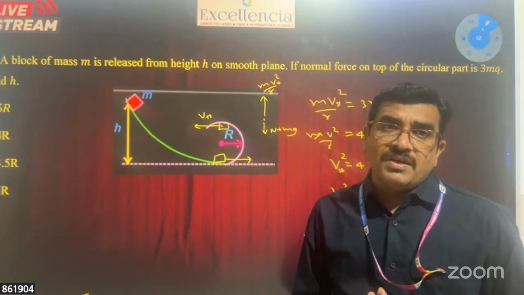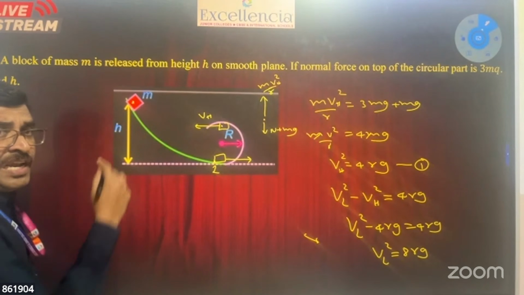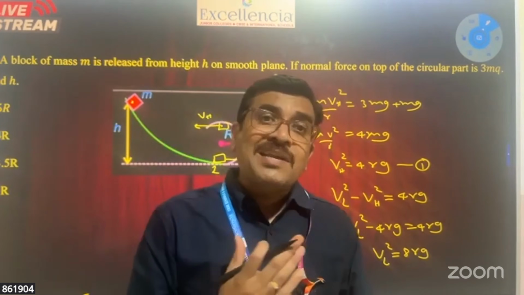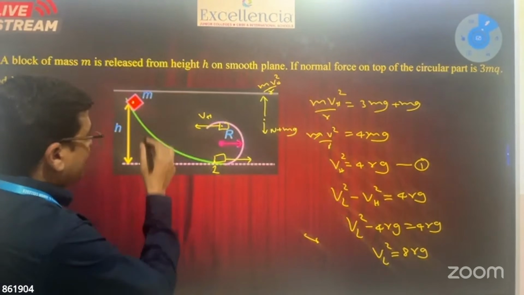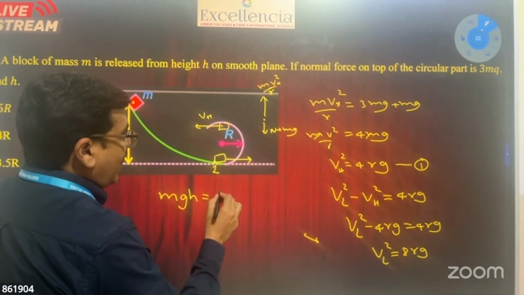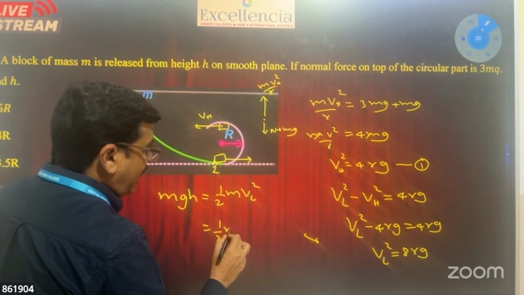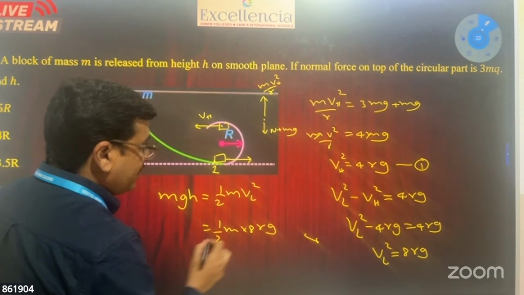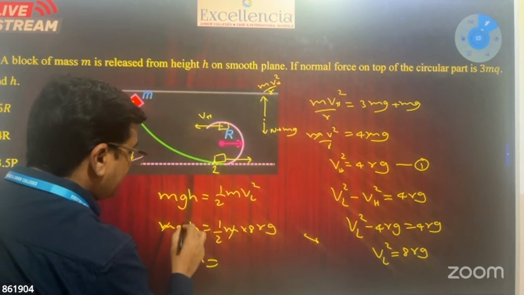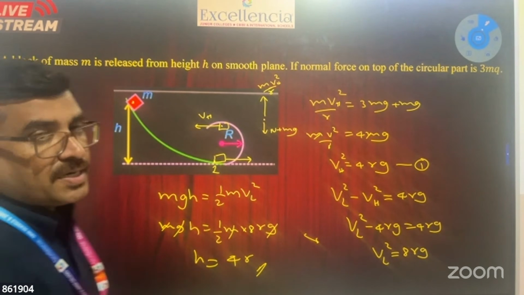So better now I'll go with the conservation principle. With respect to this point, if I take the initial energy, because it is just released from here, the initial velocity there is 0. So I'll take the mgh potential energy must be equal to half m, the lowest point velocity VL square. If I substitute half m, lowest point velocity 5rg, and this is mgh, then m also cancels, and we are getting the value of h will be equal to 2.5r. So option 2 will be the correct answer for this.